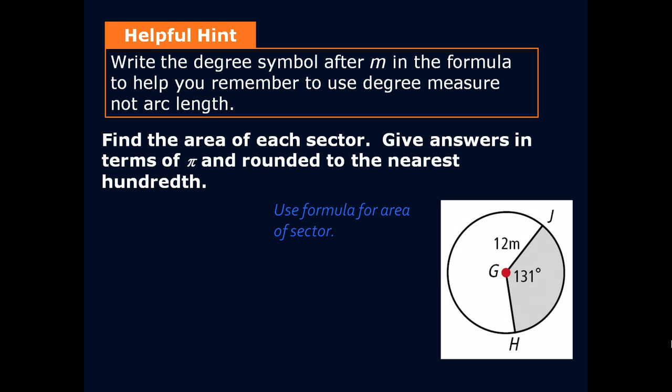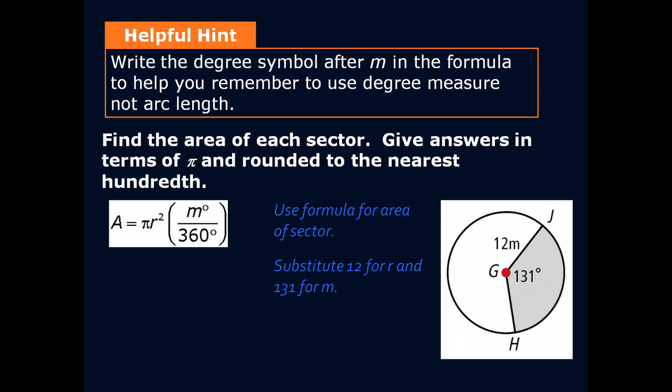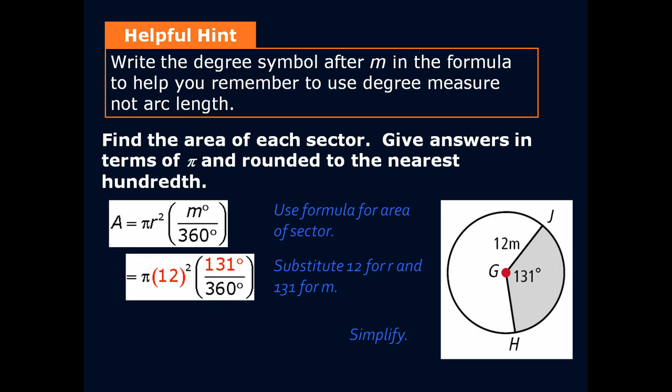So, we want to use the formula for area of sector, which is A equals pi r squared, m degrees over 360 degrees. Substitute 12 for r and 131 for m. So pi times 12 squared and 131 degrees over 360. We simplify and we get approximately 164.62 meters squared.